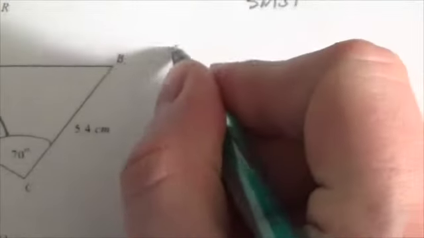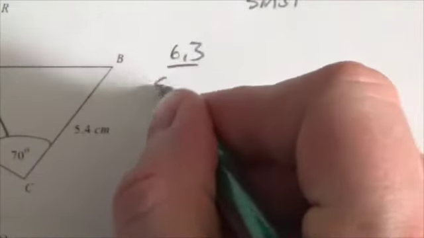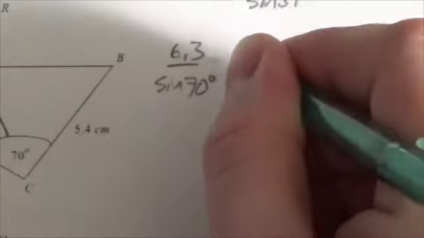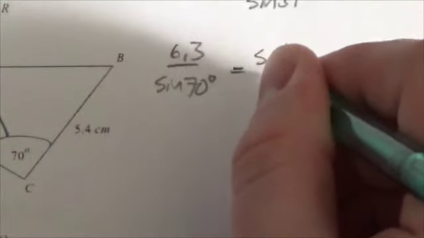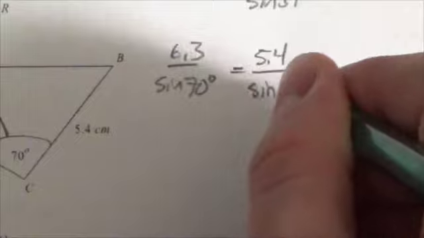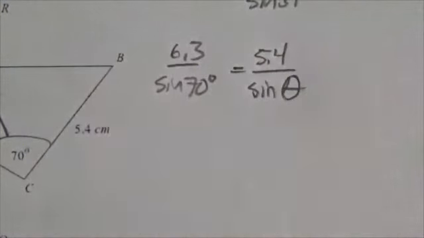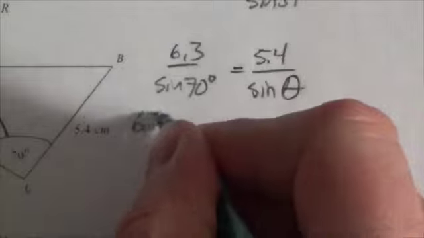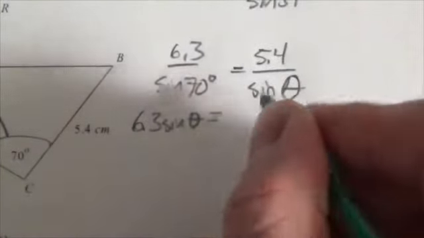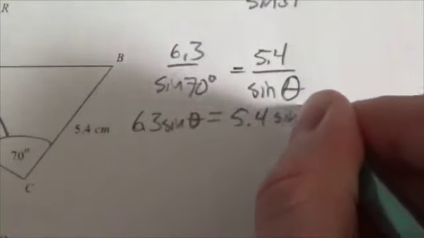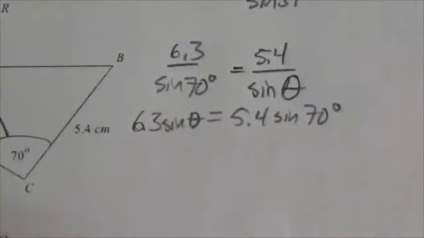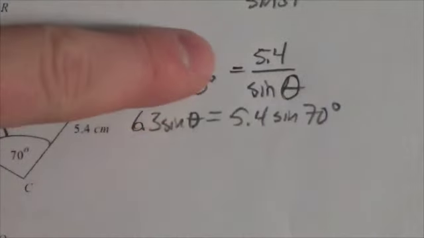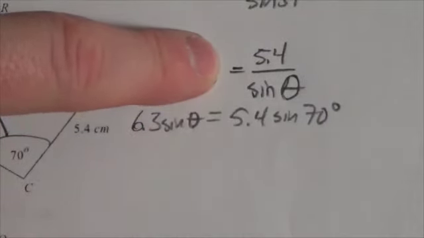And so this will be 6.3 over the sine of 70 degrees is going to equal 5.4 over the sine of theta. Okay, now to solve this, we are going to cross multiply. So that'll be 6.3 times the sine of theta is equal to 5.4 times the sine of 70 degrees. Okay, not a big deal there. That's the reason why we can do that, again, is because this is a proportion, because we've got an equal sign there, which allows us to do that.